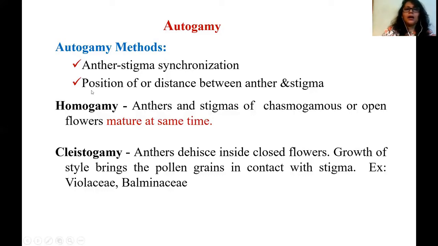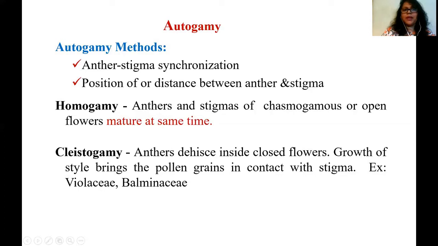Okay, in homogamy, anthers and stigmas of chasmogamous or open flowers mature at the same time. Chasmogamous flowers means they are open flowers, and anthers and stigmas, both of them, mature at the same time. Whenever they mature at the same time, there is every possibility for the pollen to reach the stigma of the same flower. Okay.